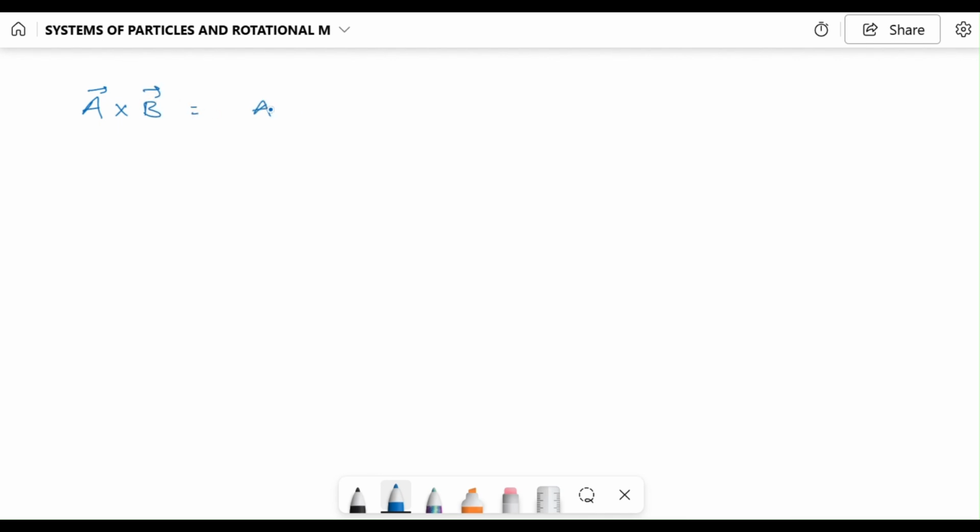It will be ax i cap plus ay j cap. I have resolved this vector A into its components, and then we will have bx i cap plus by j cap plus bz k cap. Now ax i cap cross this bx i cap, i cap cross i cap, will give you a null vector 0. So we are not going to write this thing. Okay, let me write it here only.